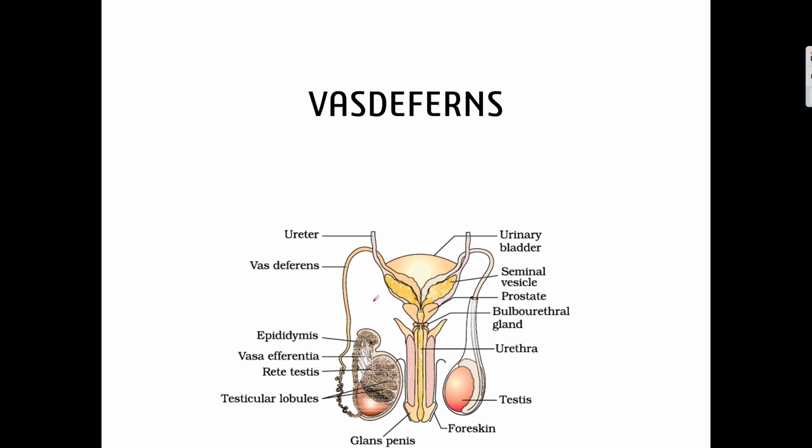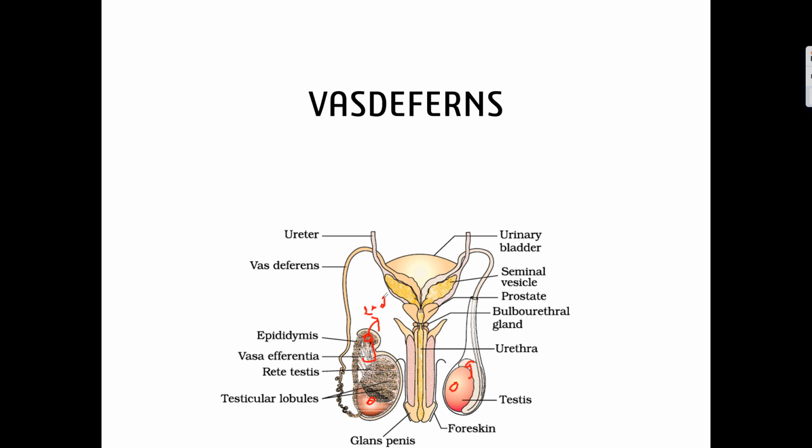So now let us talk about the vas deferens. Initially we talked about the sperms, and these sperms will move to the epididymis and be stored for 20 days there. Here there is a pair of testes, here is one testis, here is another testis, and the pair of epididymis and the pair of vas deferens. Here they will be stored for 20 days.